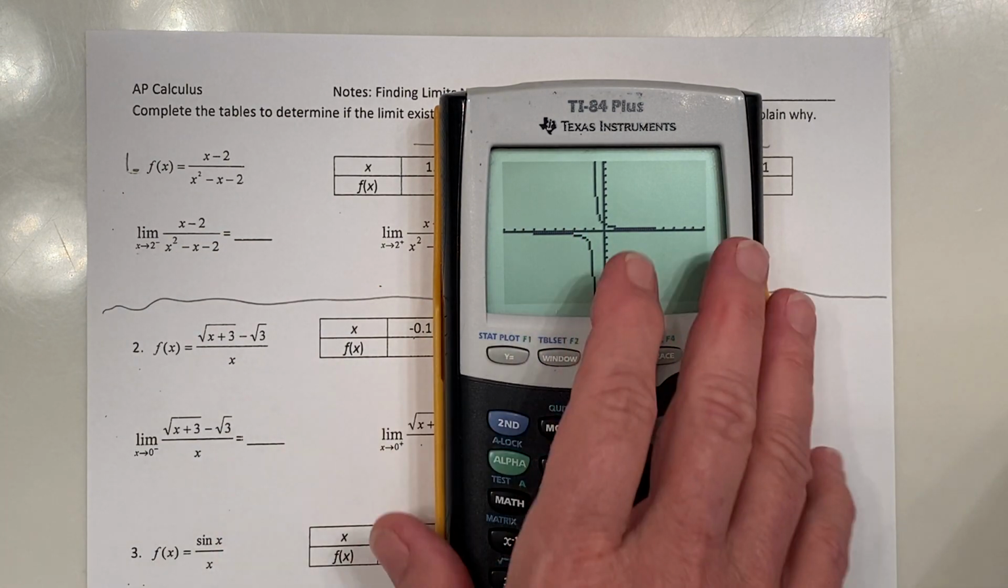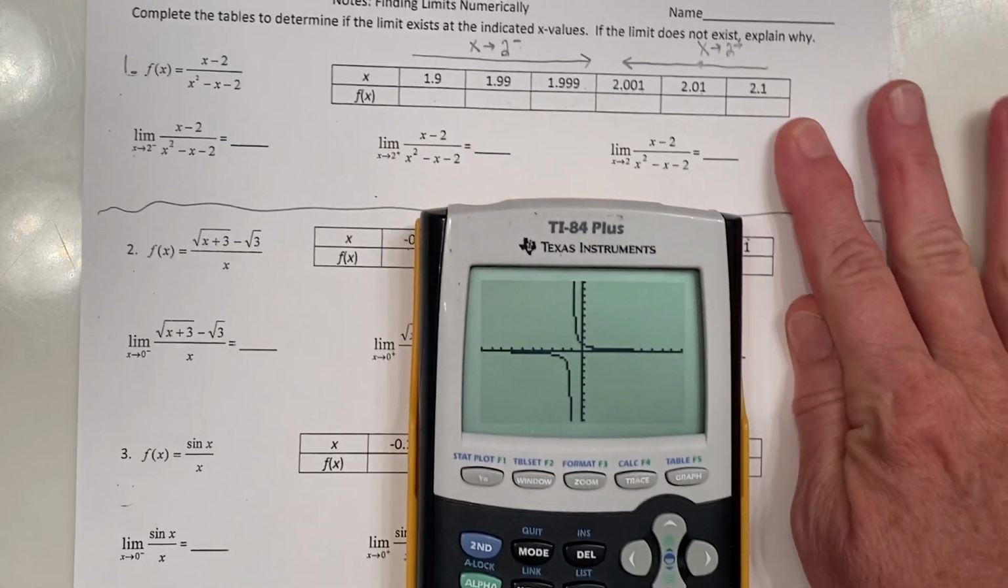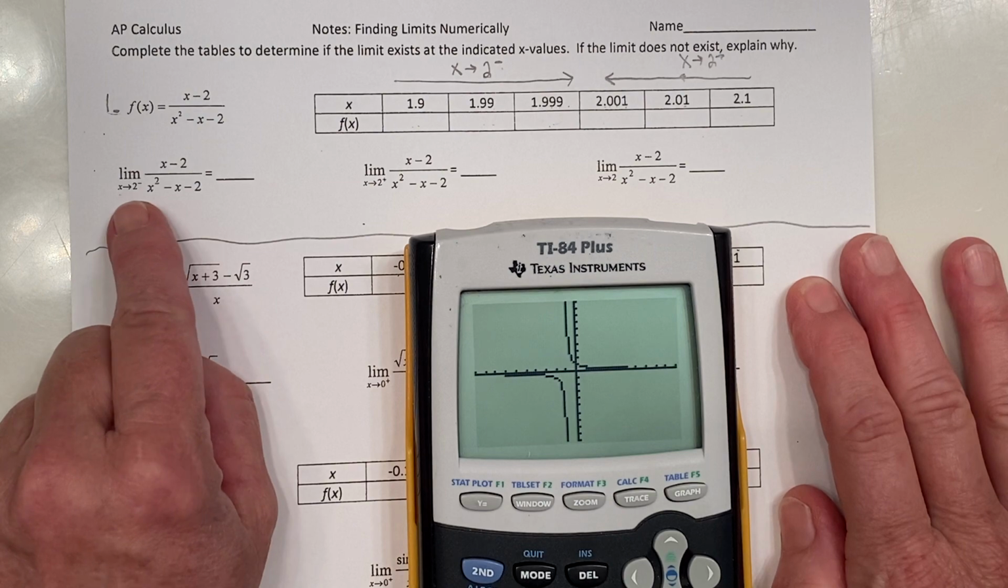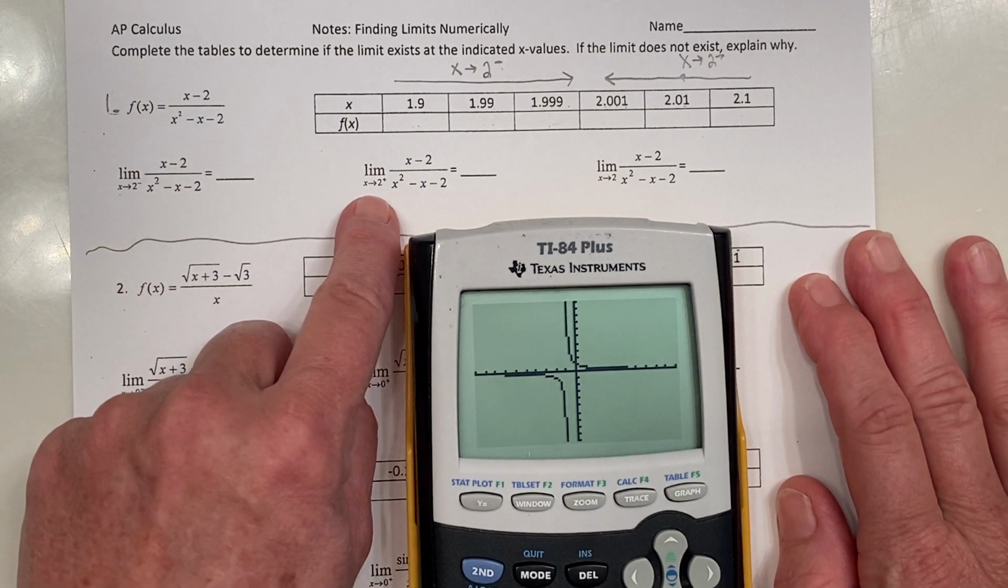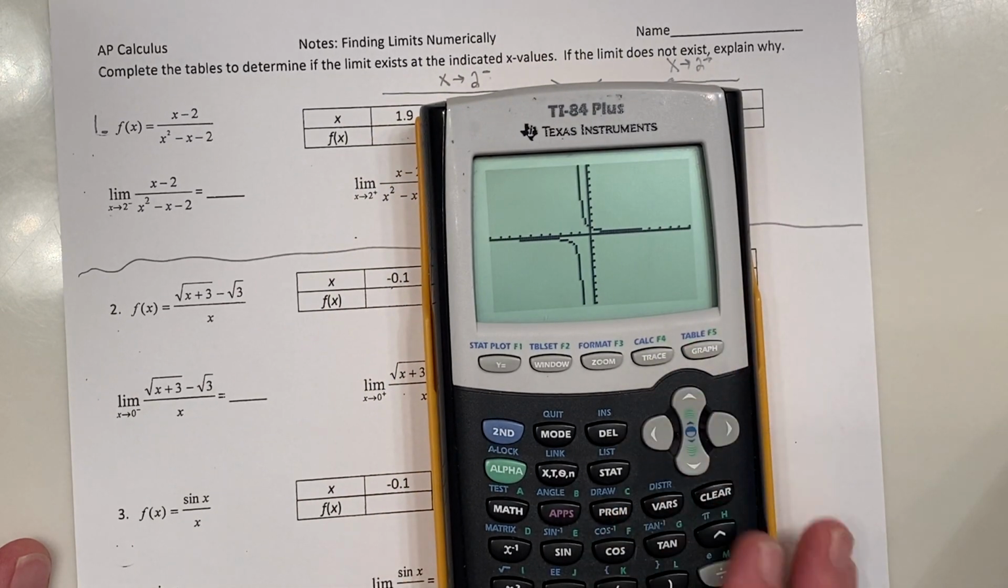So before I fill this table in, I'm interested in what's the limit as x approaches 2 from the left, 2 from the right, and then what is the limit as x approaches 2. So what I'm going to do first, this is kind of how I get started.